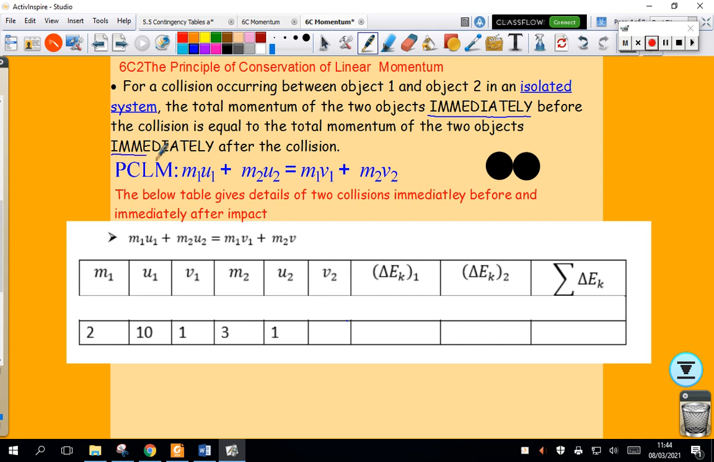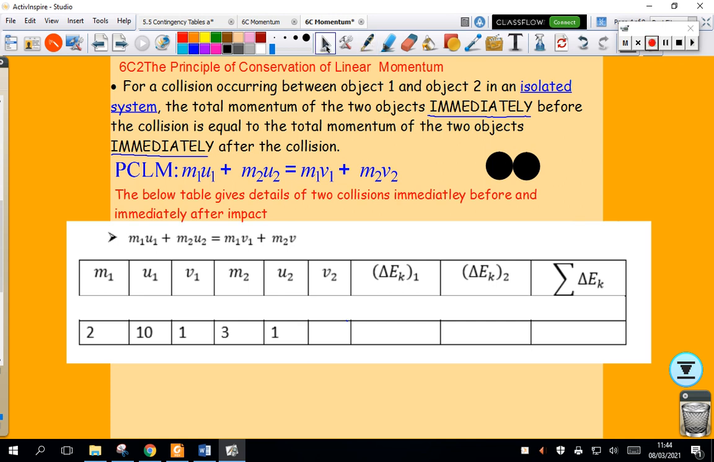And it's important that we're talking about immediately. We're not talking about an hour before or an hour later. We're not even talking about a second before and a second after. We're not even talking about a nanosecond before and a nanosecond after. We're talking about an instant. And between two consecutive instants, really there is no change in time. So that can be a tricky thing to wrap your head around.